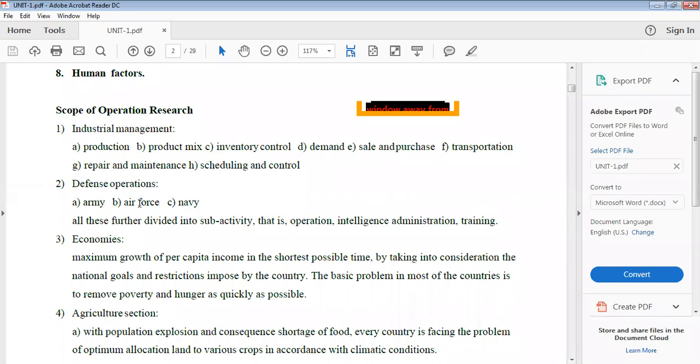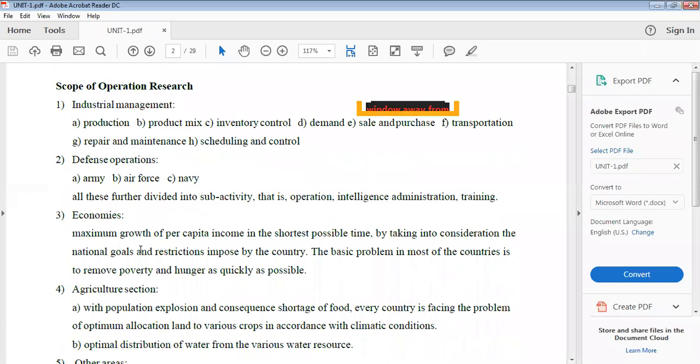So all these things are going to be dealt. Similarly, economics: maximum growth of per capita income in the shortest possible time, by taking into consideration the national goals or restrictions imposed by the country. The basic problem in most of the countries is to remove poverty and hunger as quickly as possible.